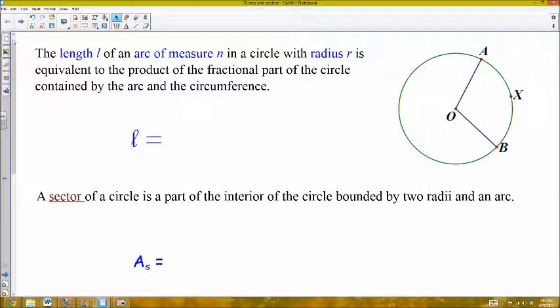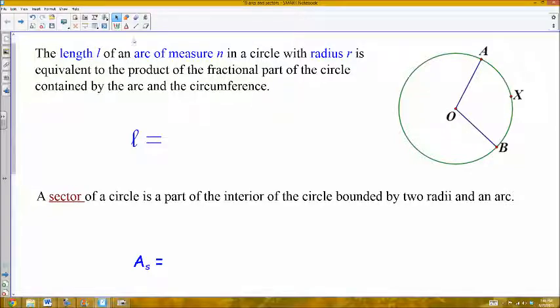Arc length and sector area. The arc length and the sector area are basically just portions of lengths and areas of a circle. Basically, the length of an arc, represented by L, of an arc that's measured in n degrees, in which the circle's radius is r, is equivalent to the product of the fractional part of the circle contained by the arc and the circumference. Okay, so what does that really mean?